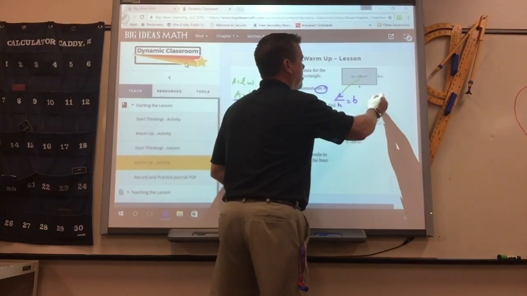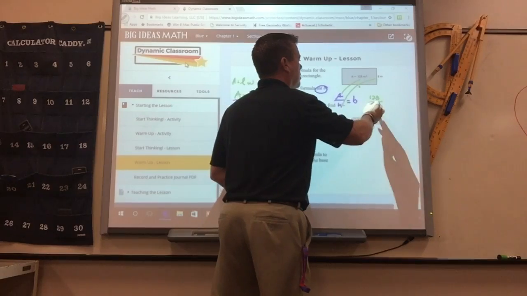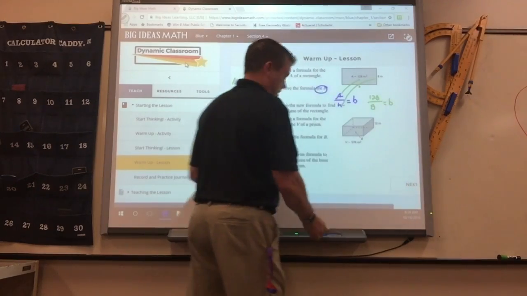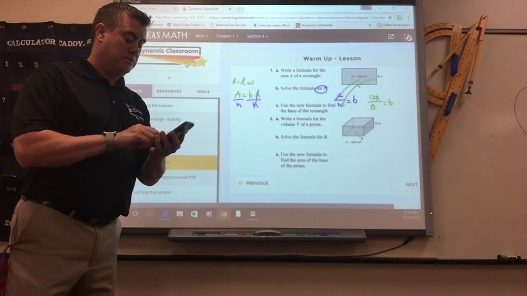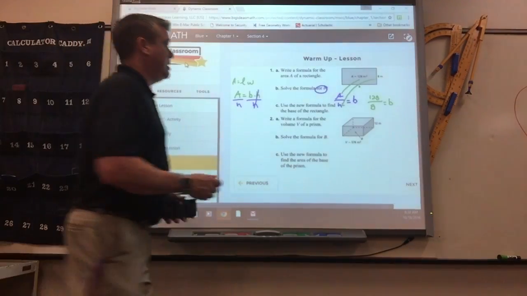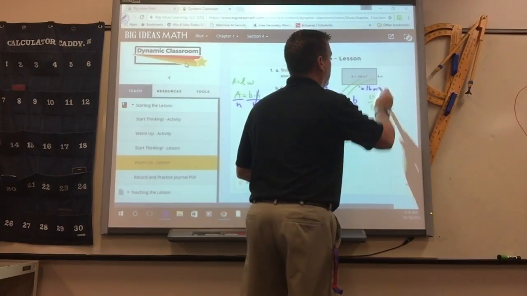So when we find the new base, we would plug in A, 128, over H, and that's going to equal B. So 128 divided by 8 is 16, so B would equal 16 meters.